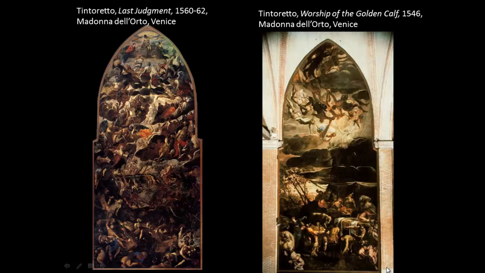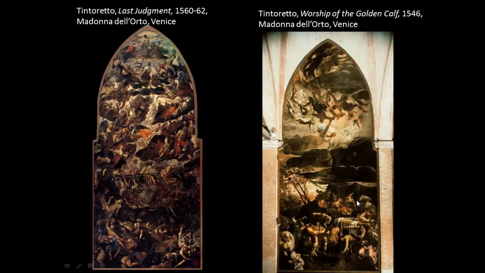Vertical formats can often be difficult to deal with, especially something on this monumental scale, but Tintoretto is able to exploit this format amazingly well. This is the story from the book of Exodus where Moses goes up on the mountain to talk to God, essentially, and it's at this time that he receives the tablets of the law.